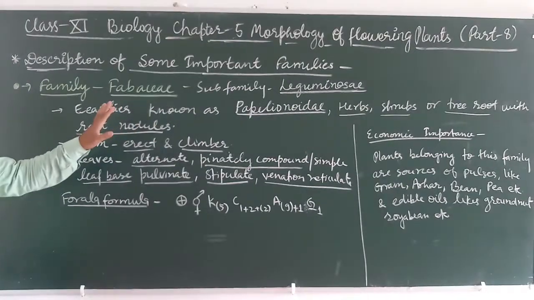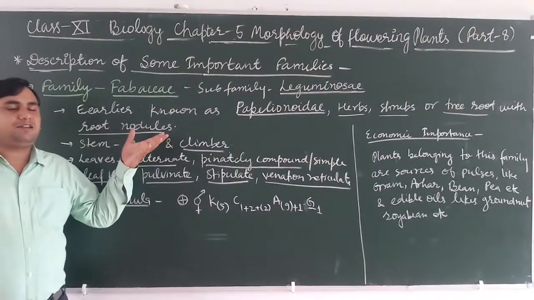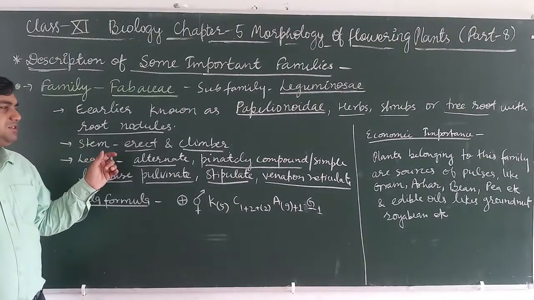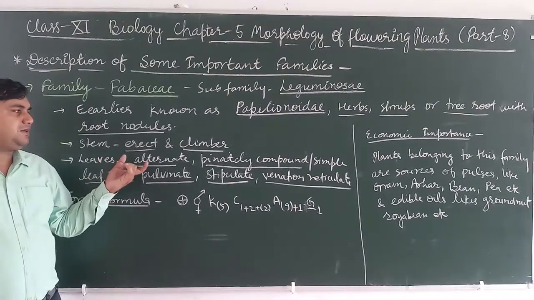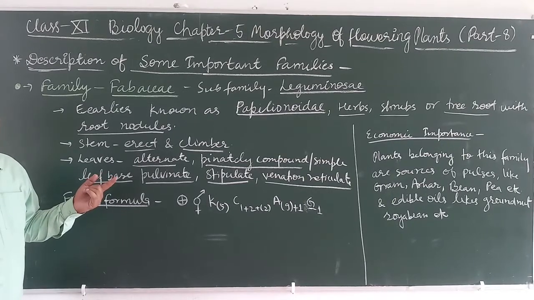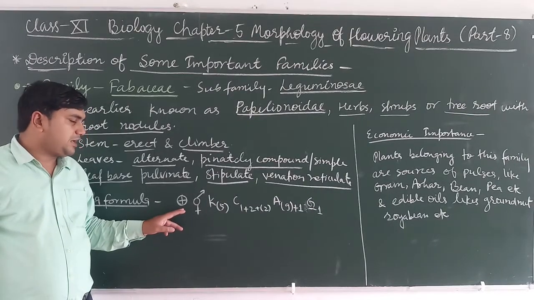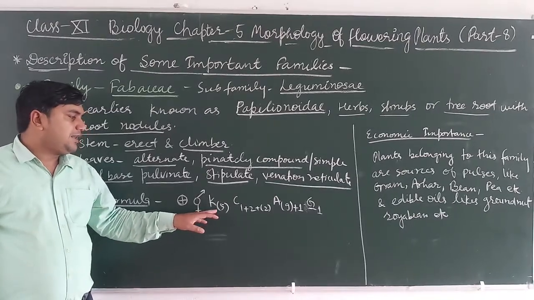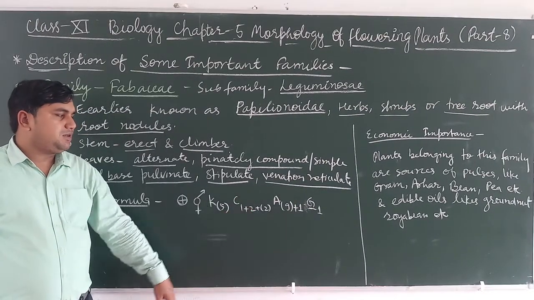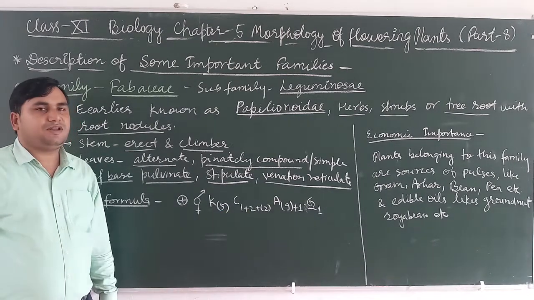Once again, they belong to the family Leguminosae, earlier known as Papilionoideae. Their vegetative characters: herbs, shrubs and trees with root nodules. The stem is erect or climber, leaves alternate, pinnately compound or simple, leaf base pulvinate, stipulate, venation reticulate. Their floral formula is in front of you: actinomorphic or zygomorphic, bisexual, calyx 5, corolla polypetalous in 1+2 ratio, androecium 10 diadelphous, and gynoecium with 1 ovary.